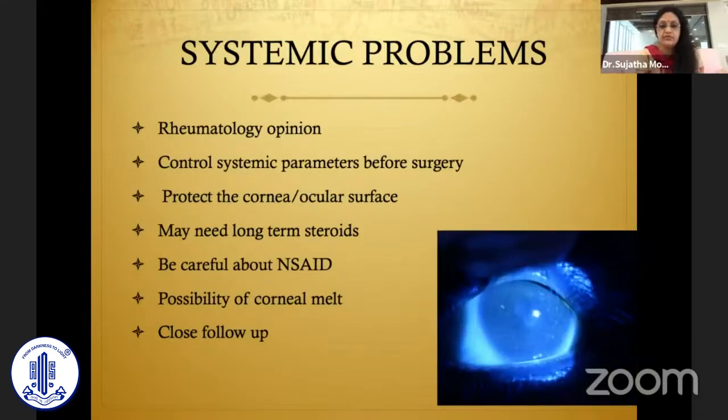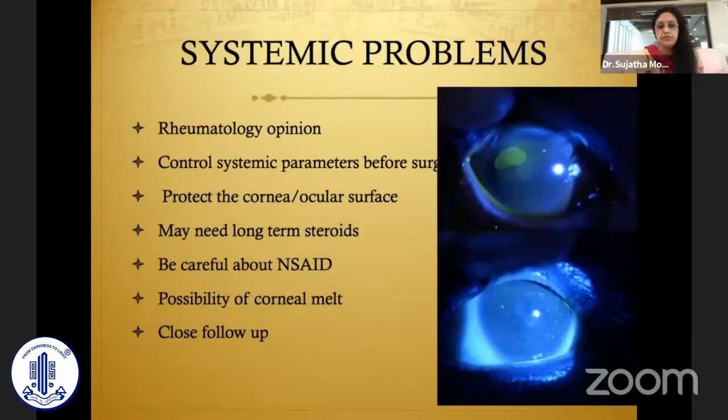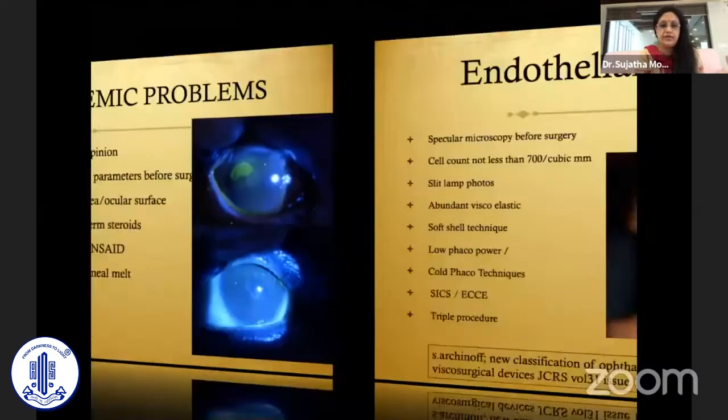You can see the ocular surface, which is very badly damaged, which needs to be improved before taking up the patient for cataract surgery.